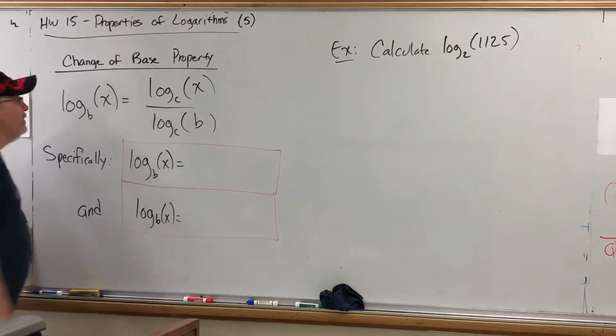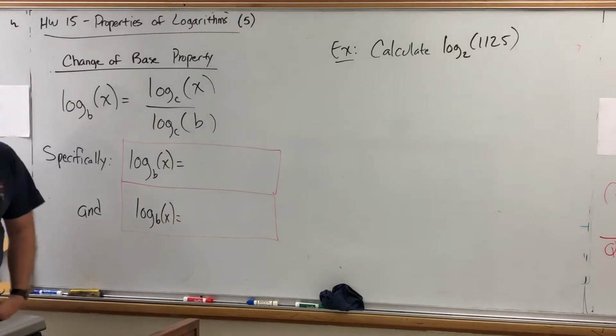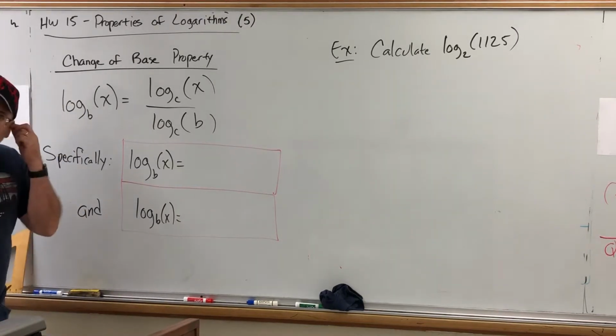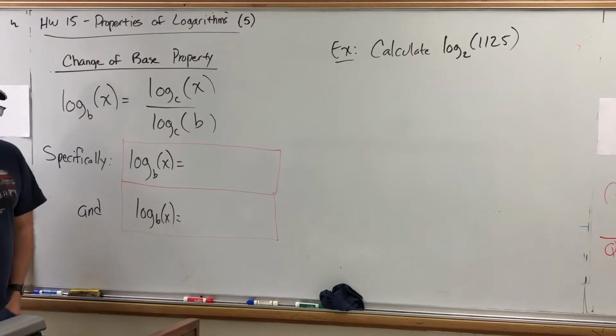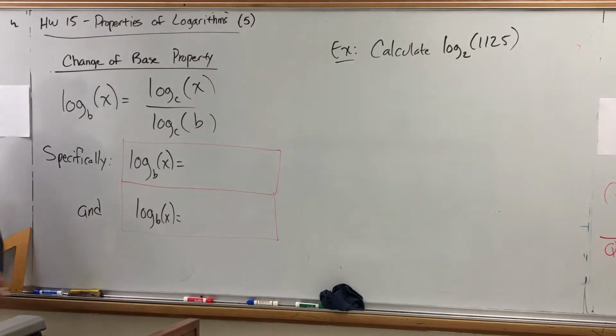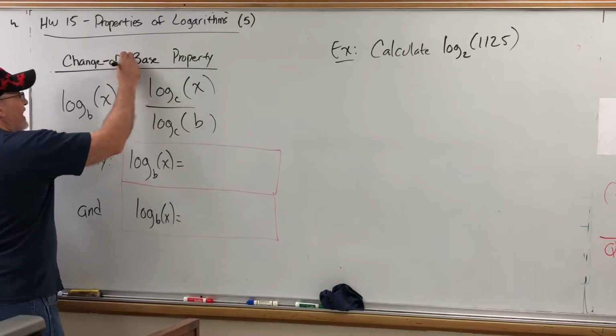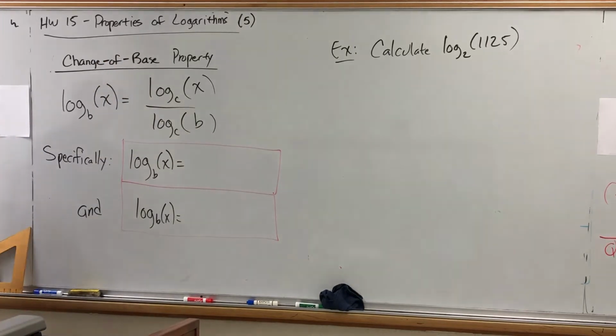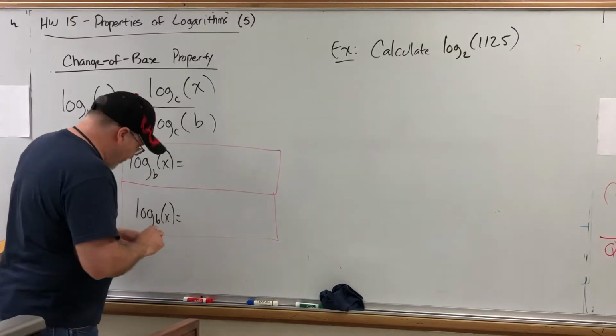All right. So I've been hinting that there's another property or another rule that's going to allow us to put any log problem in a calculator, and it's called the change of base property. Change of base is typically hyphenated, but it's not necessary. And it goes something like this. As its name implies, it allows you to change the base.